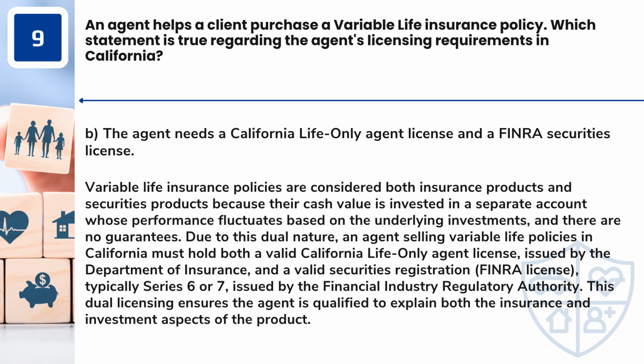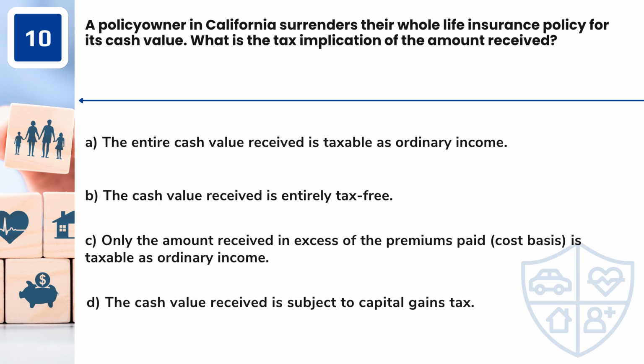This dual licensing ensures the agent is qualified to explain both the insurance and investment aspects of the product. Question 10. A policy owner in California surrenders their whole life insurance policy for its cash value. What is the tax implication of the amount received?